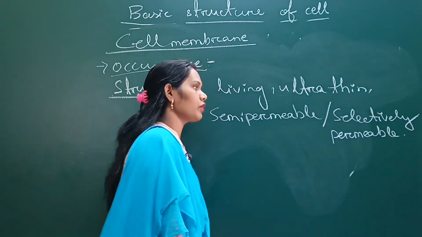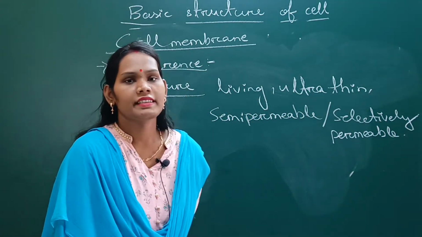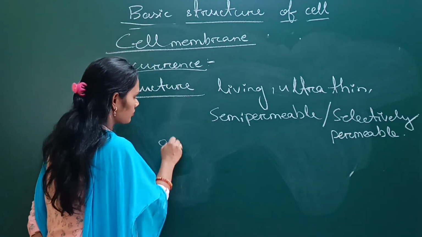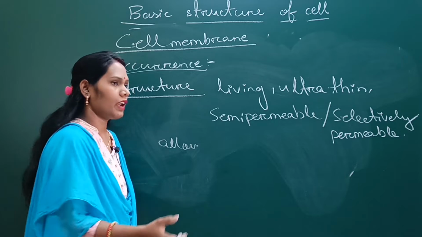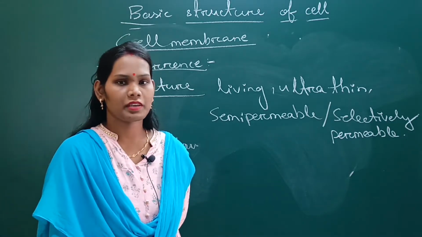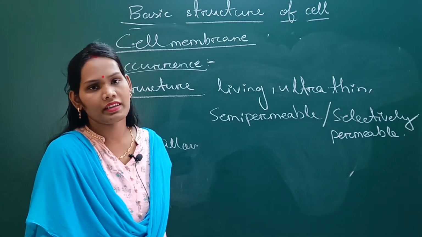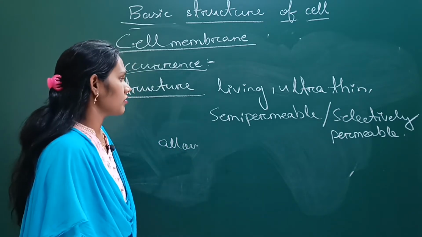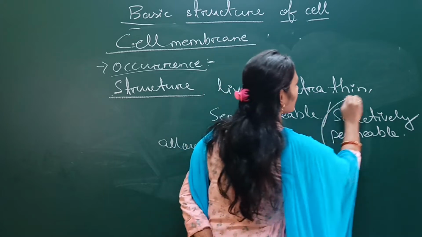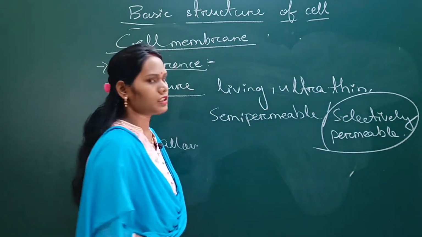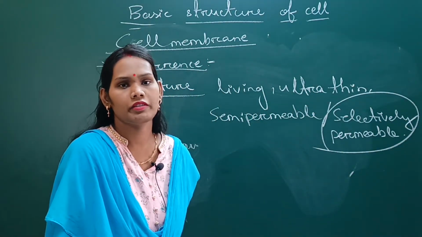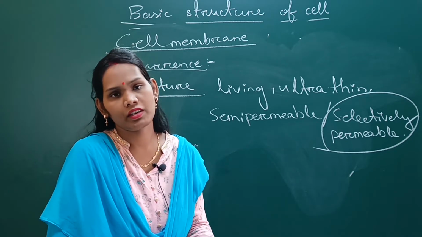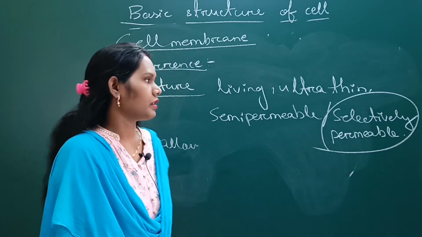So why do we call it selectively permeable? Because it only allows some specific, some essential substances to pass through the cell membrane. That's why it is called a selectively permeable membrane. It does not allow all substances, all nutrients. It only allows some specific, essential nutrients to pass through the cell membrane.